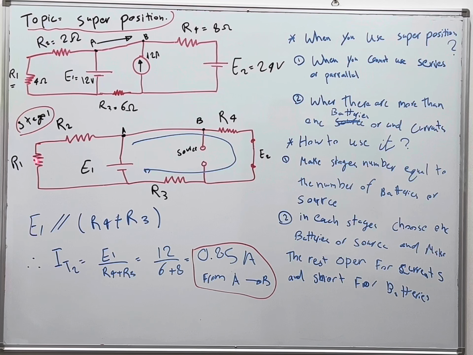R1 is here, R2 is here, E1 is still here, and this is the circuit. So the current source became open, and this battery became short.